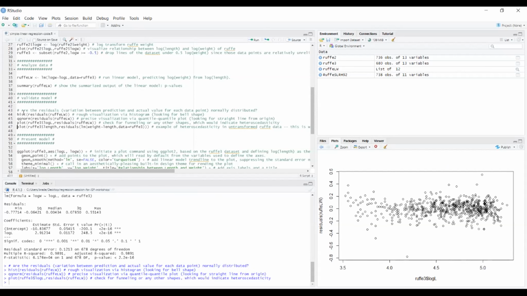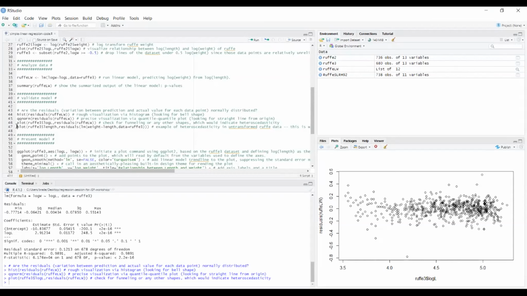And then let's just plot those residuals against the predictor. So the predictor log length is on the x-axis along the bottom, and the residuals are on the y-axis across the left. And it looks, as they say, like a starry night. There's not a clear pattern.